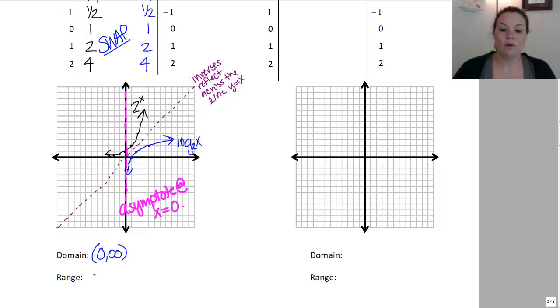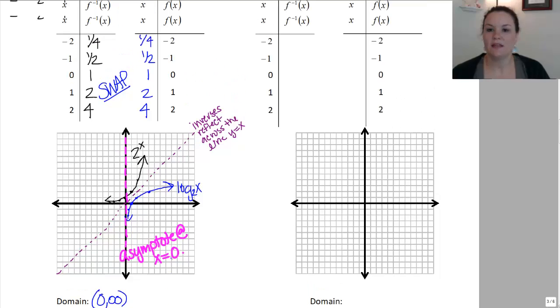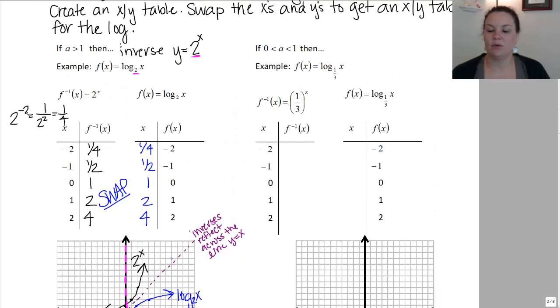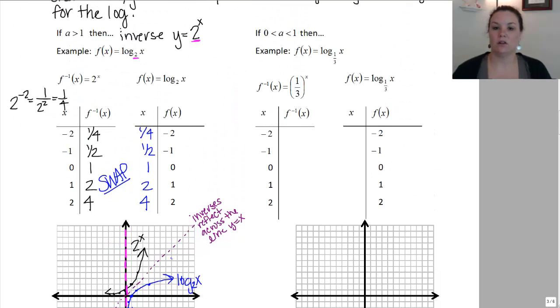Okay, and then the range, notice this blue picture is going to keep going down. It's also going to keep going up. So negative infinity to infinity. Okay, let's look at another one. This next one is a base example where our log base is between 0 and 1. If our log base is between 0 and 1, we still work it the same way.